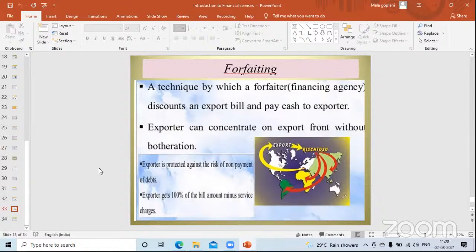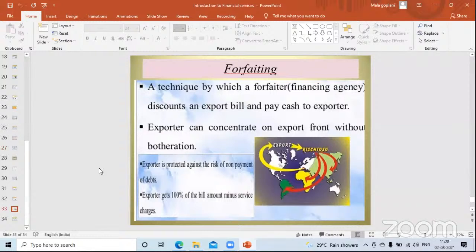Forfeiting. What is forfeiting? Forfeiting is the same as discounting, but here it is an export bill, not a bill related to the boundaries of India. Now, you have the bills discounting concept in your mind, right? Take that same concept. Bills discounting is done within the boundaries of India, purchase and sale within India. I am taking this bill to a bank within India, the bank is also in India, I am also in India, the customer is also in India.